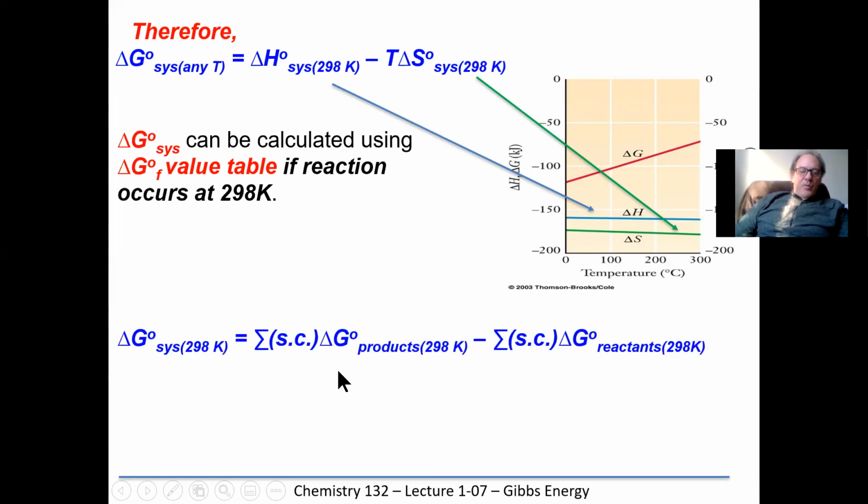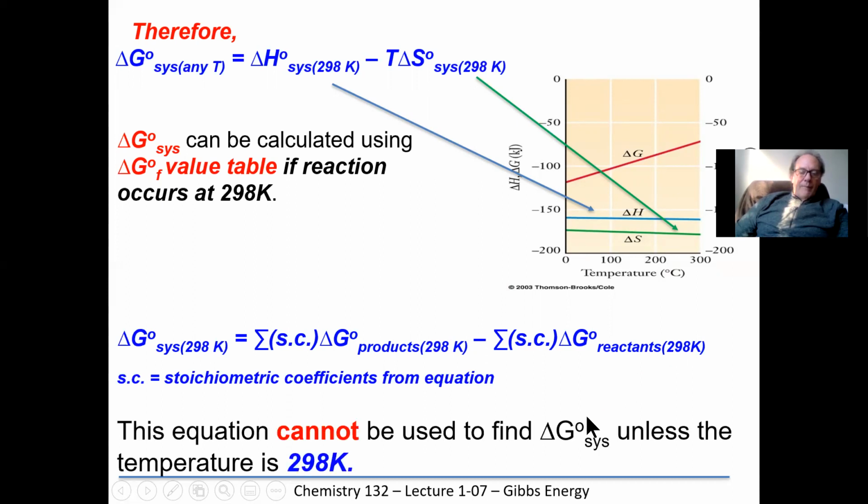So as mentioned before, you use the numbers in the balanced chemical equation and multiply them by the G values in the textbook. Products minus reactants, the sum of the products minus the sum of the reactants. Same as you did for Hess's law and for entropy. Again, those little circles mean these are under standard temperatures of 298 K, the tables in our book. Of course, there are tables at other temperatures, but we're not going to go there.